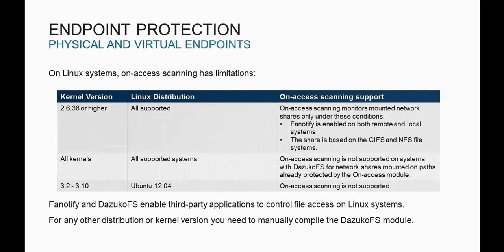On-access scanning is available for all supported guest operating systems. On Linux systems, on-access scanning support is provided through the Fanotify or Dazuko FS interfaces. Fanotify and Dazuko FS enable third-party applications to control file access on Linux systems. For any other distribution or kernel version, you need to manually compile the Dazuko FS module. Please consult the product manual for information on how to manually compile this module.